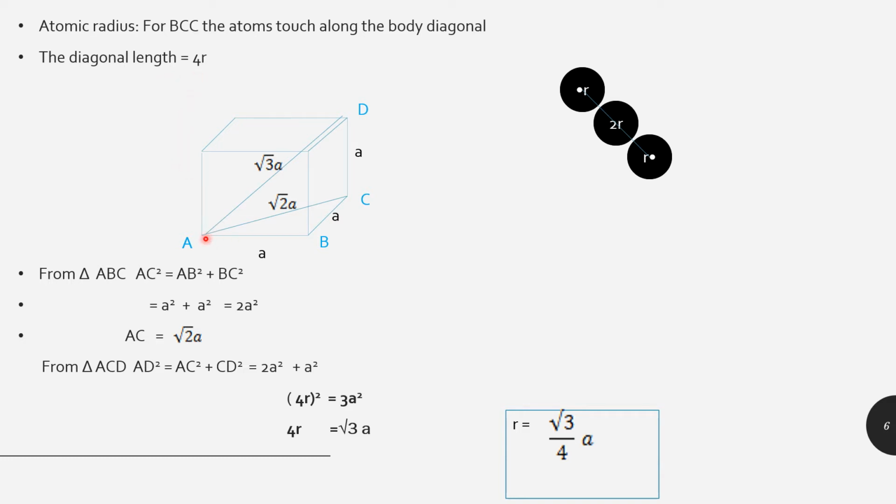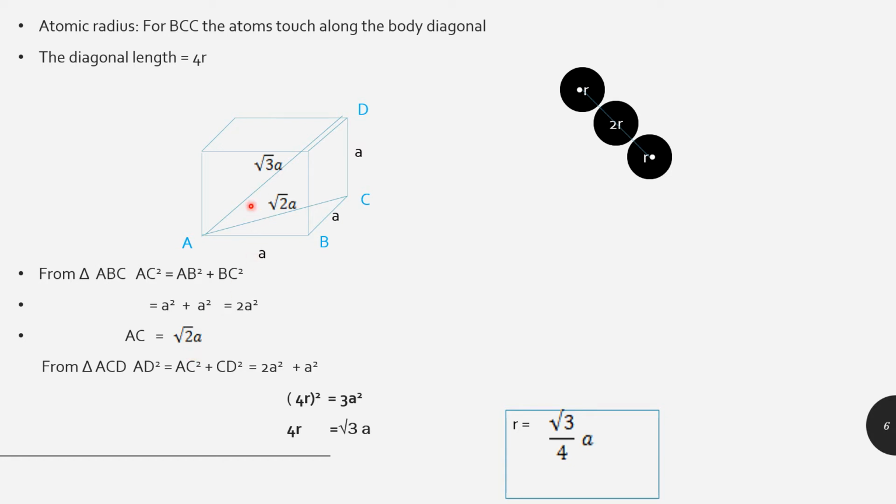Now we will consider the triangle ABC, which is a right angle triangle. So we will apply the Pythagoras theorem as AC² = AB² + BC². The side of the cube is a. So a² + a² is equal to 2a². So AC is equal to √2 a.